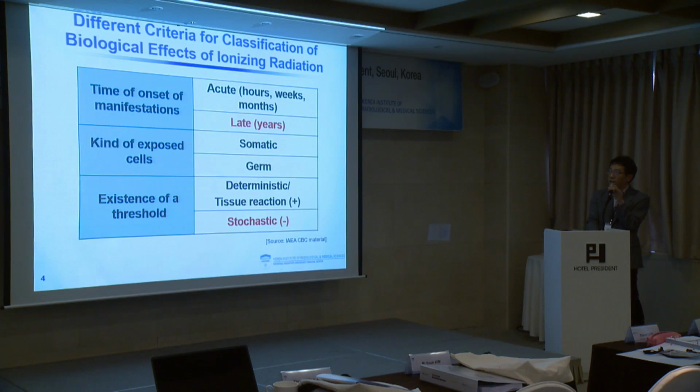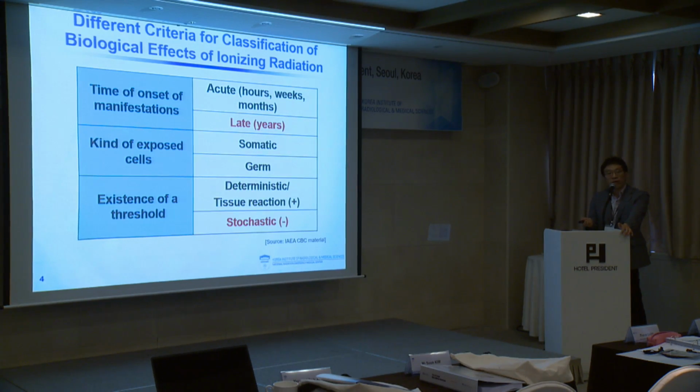There are some different criteria for classification of biological effects. In terms of time of onset, radiation-induced disease can occur a few weeks or months after exposure, which is an acute effect, or it can occur 5 or 10 years after exposure, which is a late effect. And depending on the existence of a threshold, we can classify a deterministic effect, in other words a tissue reaction effect, or a stochastic effect.